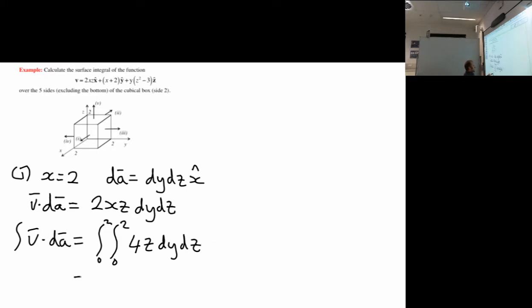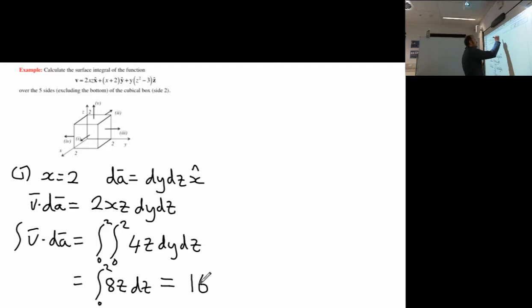Now when we work this out, if we take the integral with respect to y first of all, we're going to get 4yz dz, so that will equal the integral of 8z dz from 0 to 2. Now we take the integral with respect to z, so we have 8z squared over 2, which will result in 16. So that's for our first side.